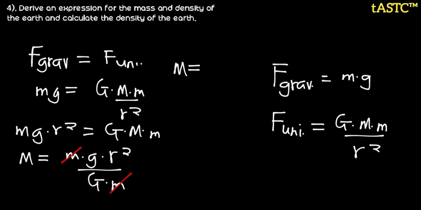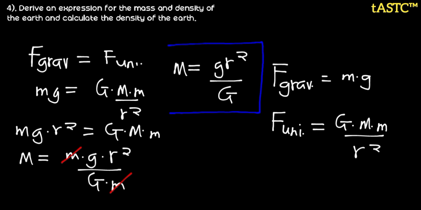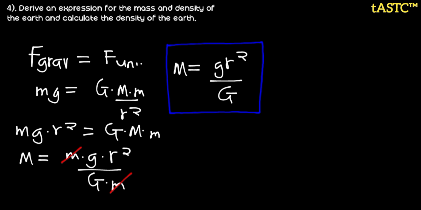The mass of the Earth is therefore going to be the acceleration due to gravity multiplied by the square of the distance from the center of the Earth to that object on the Earth's surface, divided by G. So that is what we have in the first case. Now we need to keep this at the back. We're going to use it in a little while. Now I just need to clear these out.